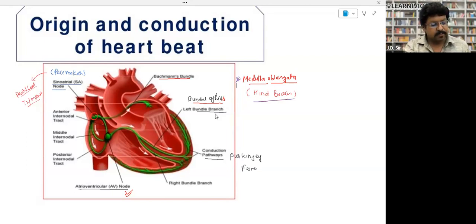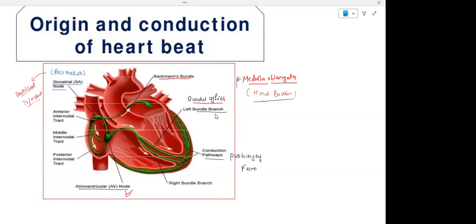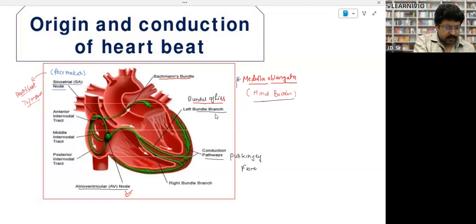Do you want me to dictate some more, anything extra, or is it okay in this part? Will you remember the SA node and AV node, or should I dictate it? You can dictate, sir. Fine, no issue. I'll dictate for you.